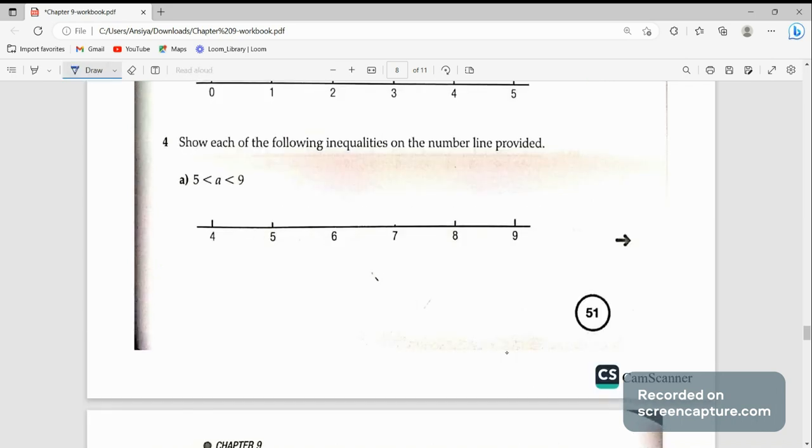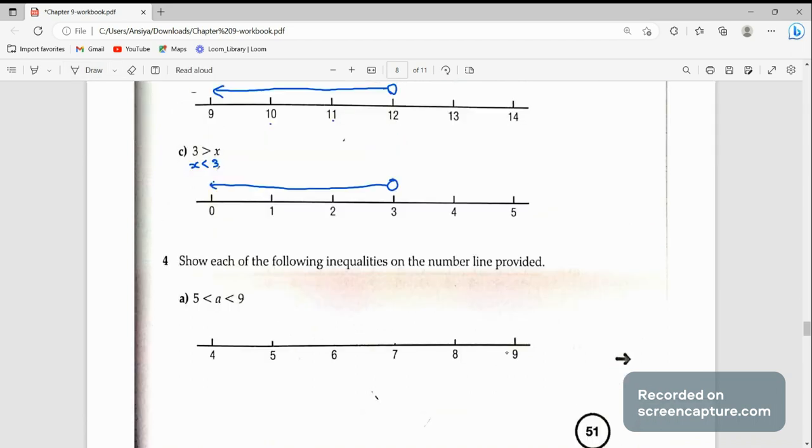Another question. Okay, I'll show you one more thing. If the question was like this, x less than or equal to 3, then when we are drawing, we will shade the circle. It will be a closed circle. Otherwise, an open circle.